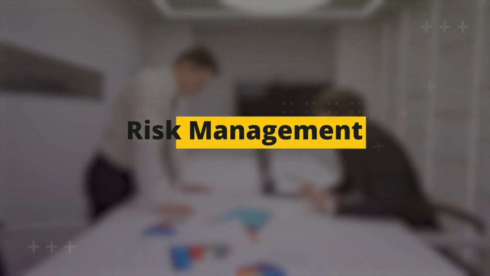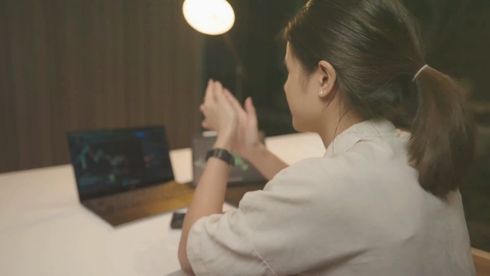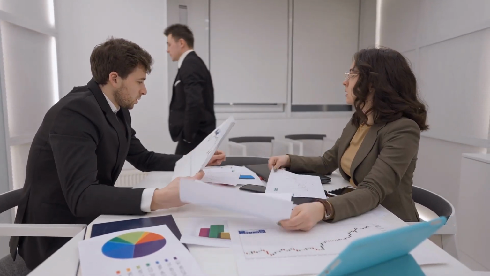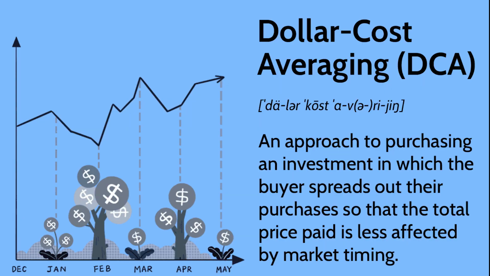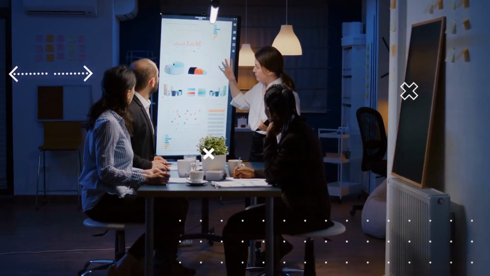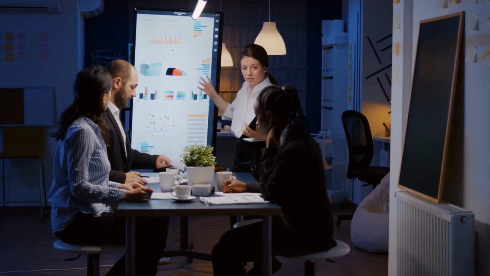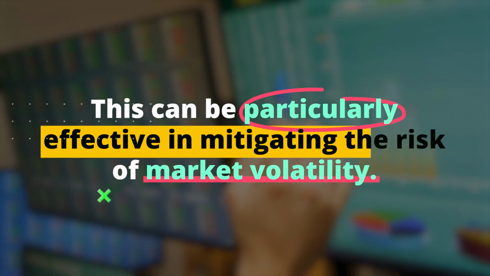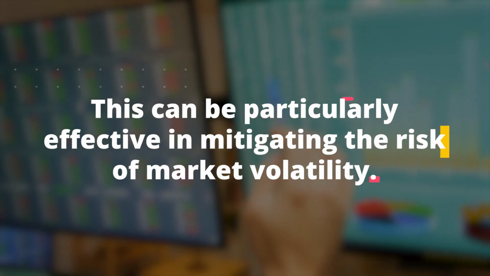Risk management. Now let's talk about risk management. It's essential to establish how much you're willing to risk. One of the methods for risk management is dollar cost average, or DCA. This strategy involves buying a fixed dollar amount of a particular cryptocurrency at regular intervals, regardless of its price. This can be particularly effective in mitigating the risk of market volatility.